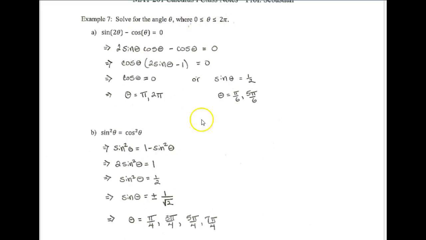Okay, so these are trigonometric equations. We have to learn how to solve these. Most of the time, we need to use some identity. So in part A, we have sine of 2 theta minus the cosine of theta equals 0. First of all, we need to get everything to have the same argument, just theta, not 2 theta here and theta here.